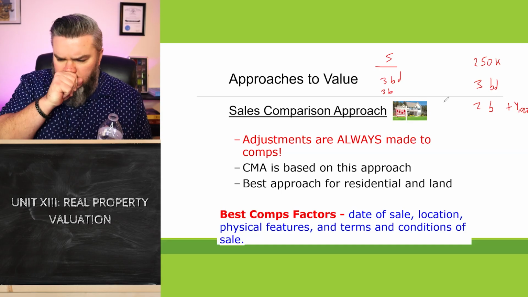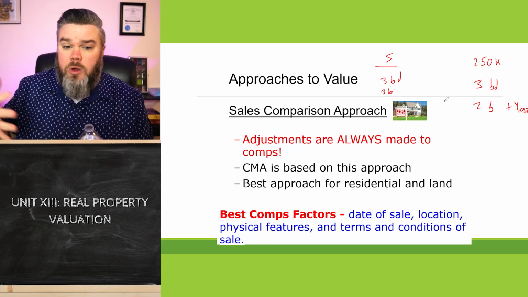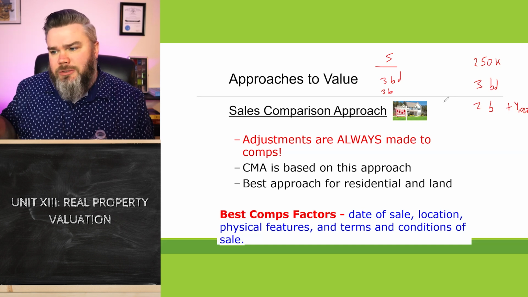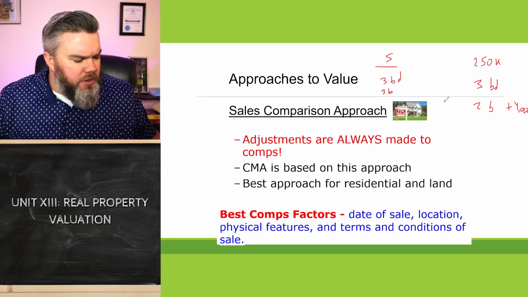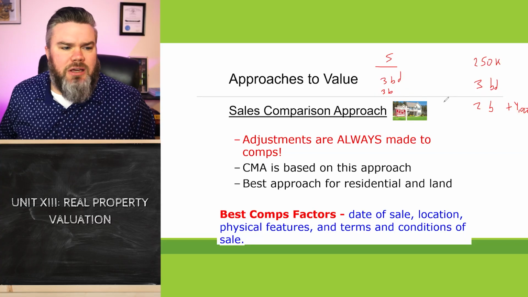And so, same square footage, same bedroom, same bathroom, similar location. We want all that. And of course, we're not always going to find the most perfect one. And so you have to make some adjustments. We also have to consider things like the date of sale.